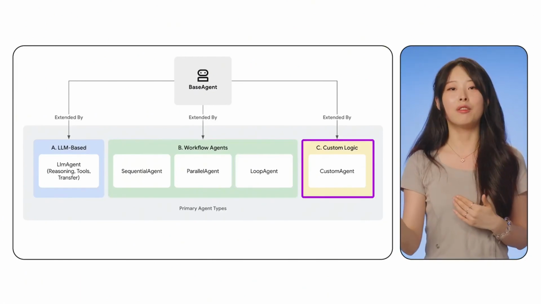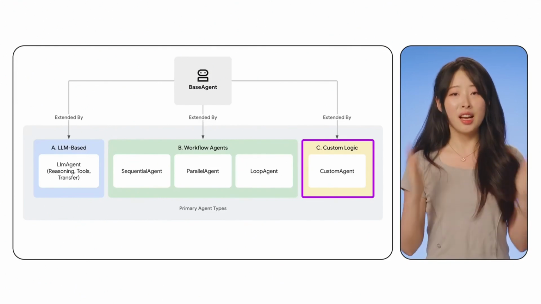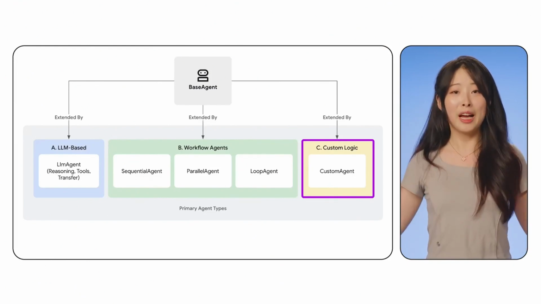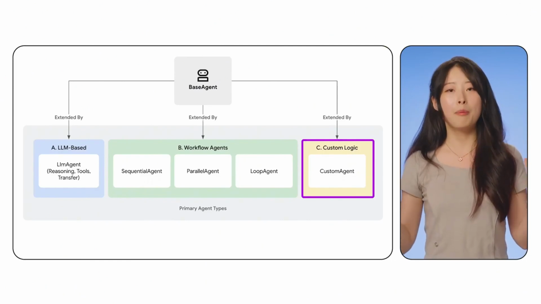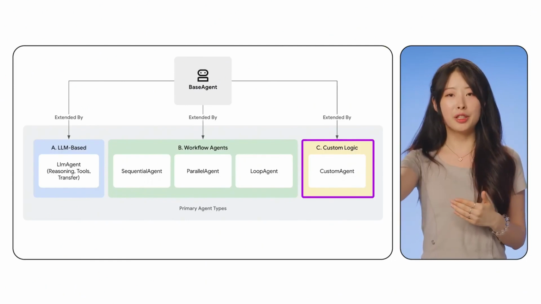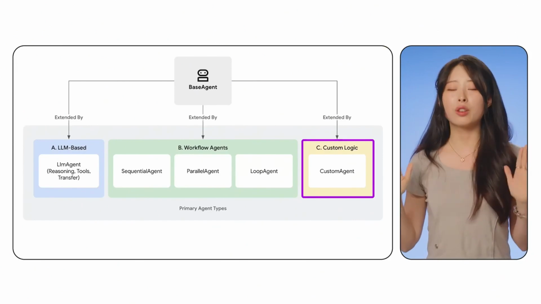And the last type of agent for ADK is custom agent. They're like the specialists. Imagine you can write your own Python logic by inheriting from base agent when you need to have full control.